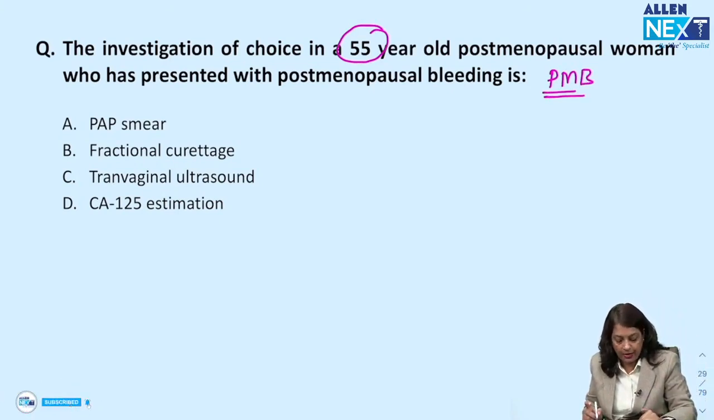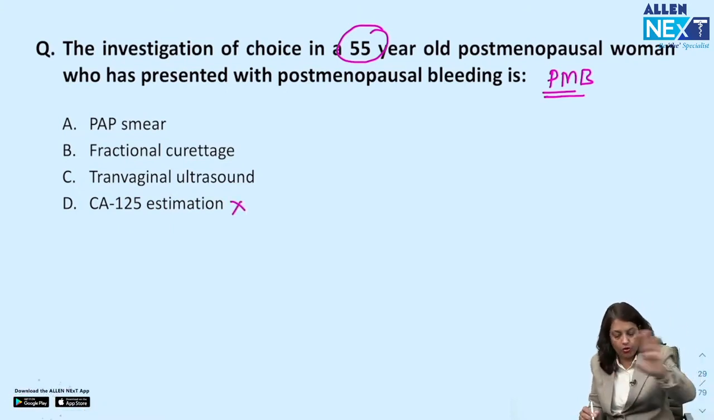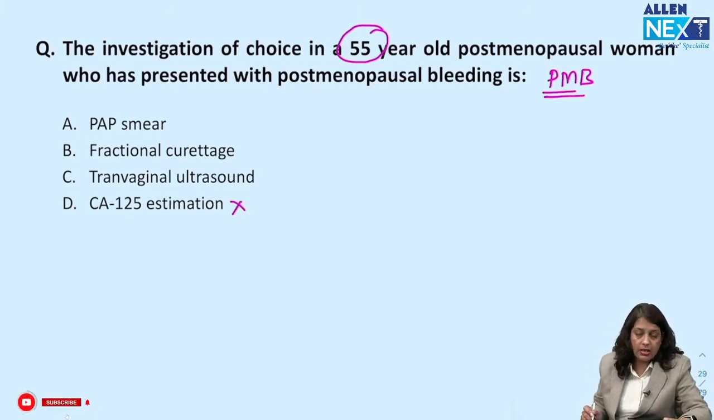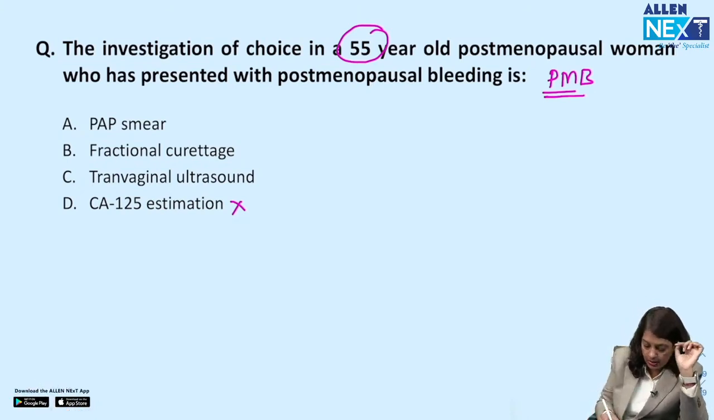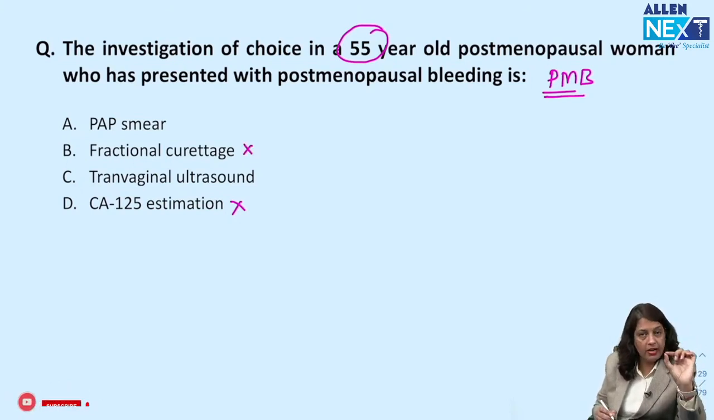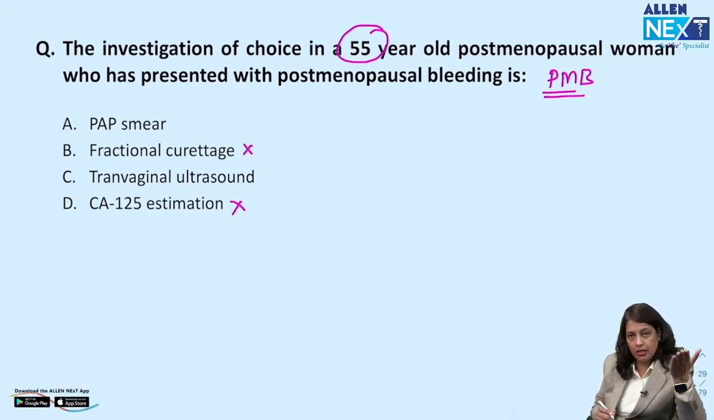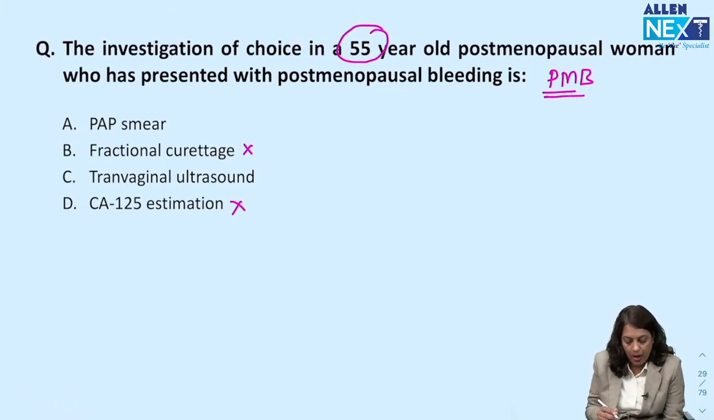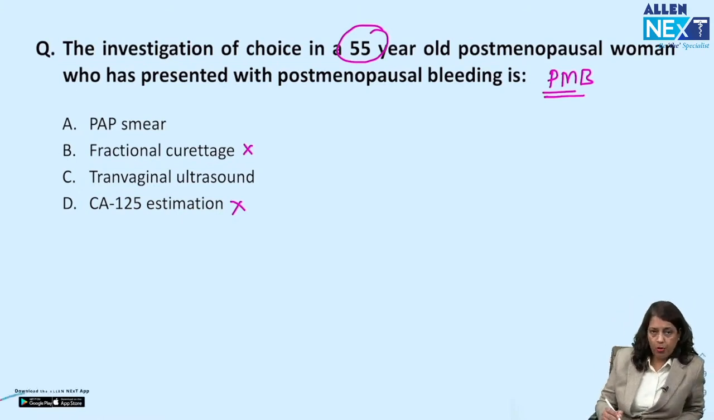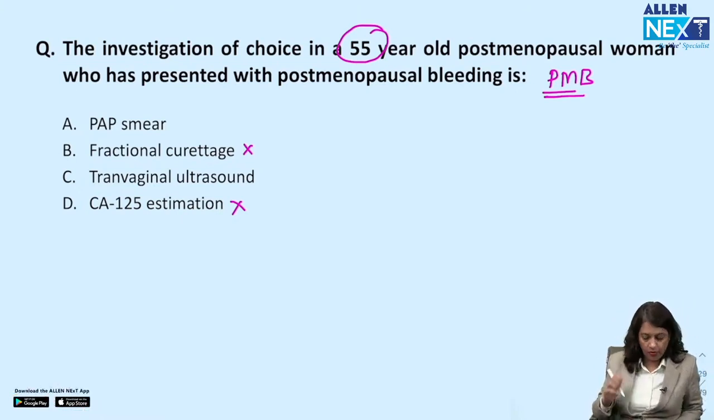Pap smear, fractional curettage, transvaginal ultrasound, or CA125. CA125 is out of my list. Fractional curettage is an invasive investigation, although it is a gold standard, but it is not done as a first investigation. Pap smear is mandatory in every female, whether premenopausal, reproductive age group, or postmenopausal, it is recommended. So pap smear is anyways done, but here the most important cause, senile endometritis, I want to rule out.